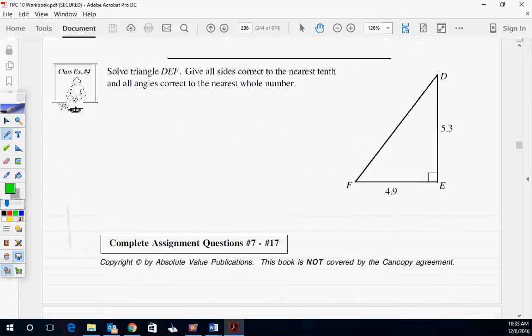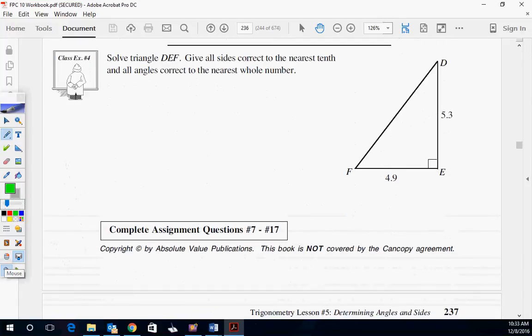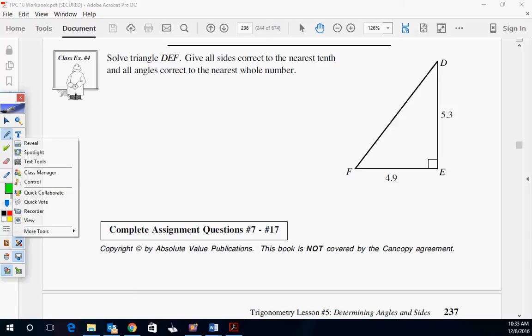All right, last one here. Solve the triangle DEF. Give all the sides to the correct nearest tenth and all angles to the correct nearest whole number. I'm going to pause this one. I want you to try this on your own, and then we'll go from there.